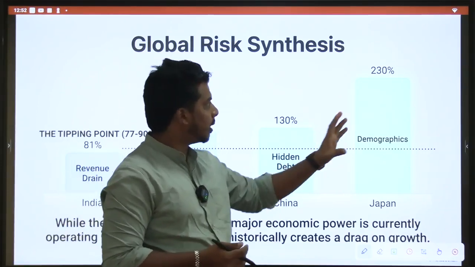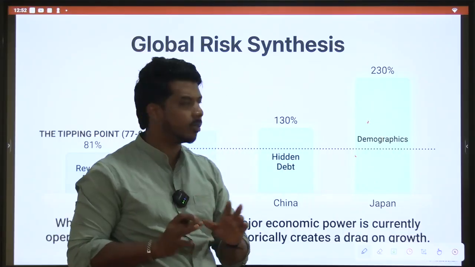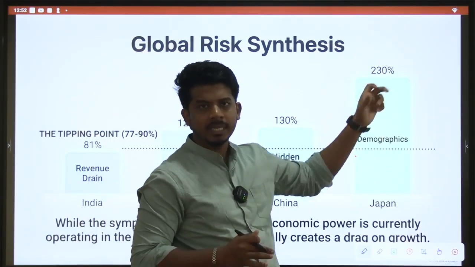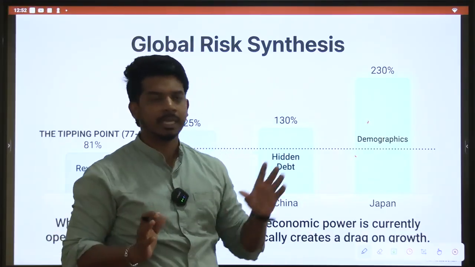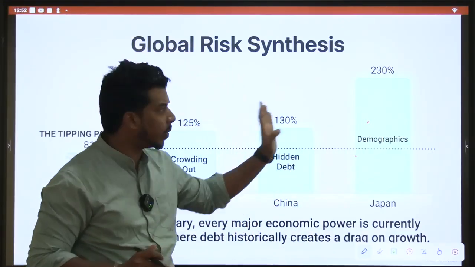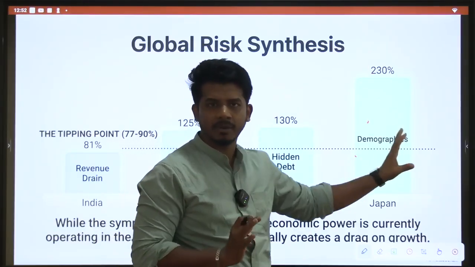Even with this much debt, why is Japan stable? Because most of its debt is internal. It is borrowing from its own citizens, not from outsiders. That is the difference between Japan and other countries. That is why, even after having this high level of debt, Japan is still comparatively stable.